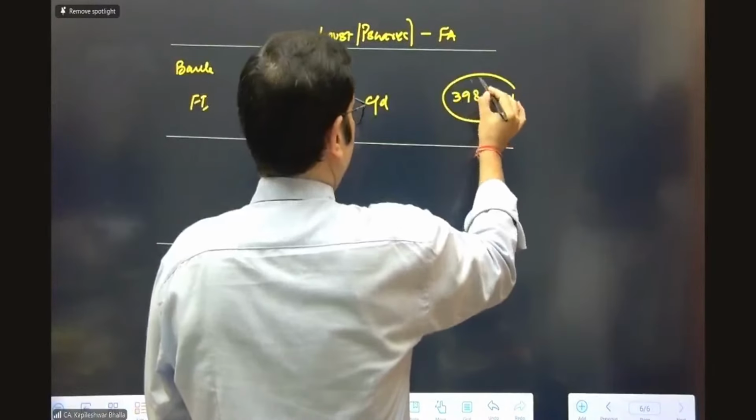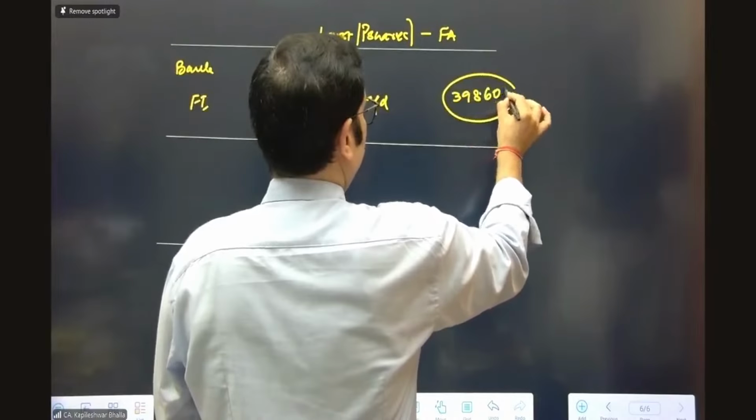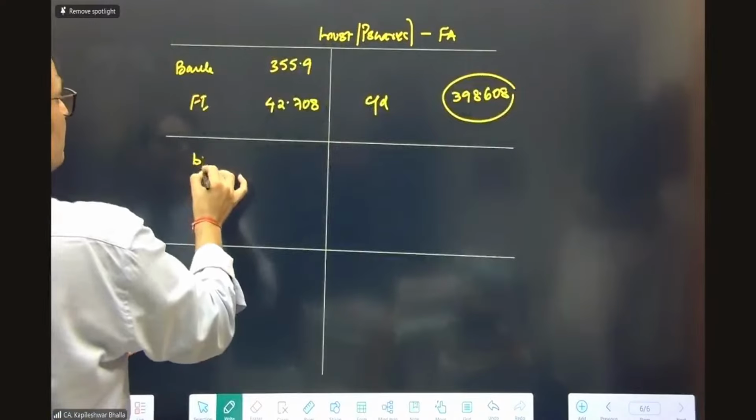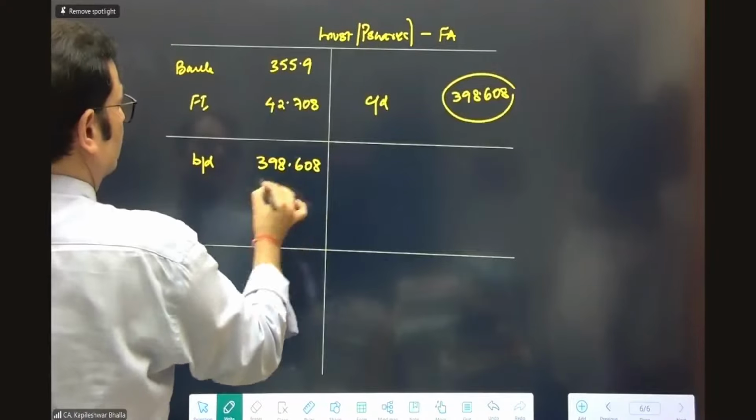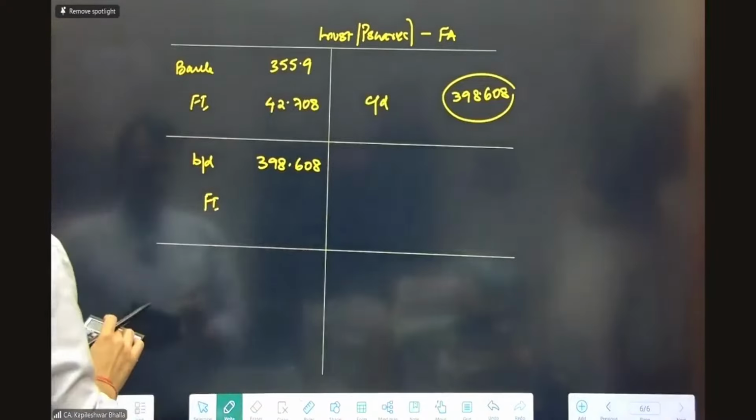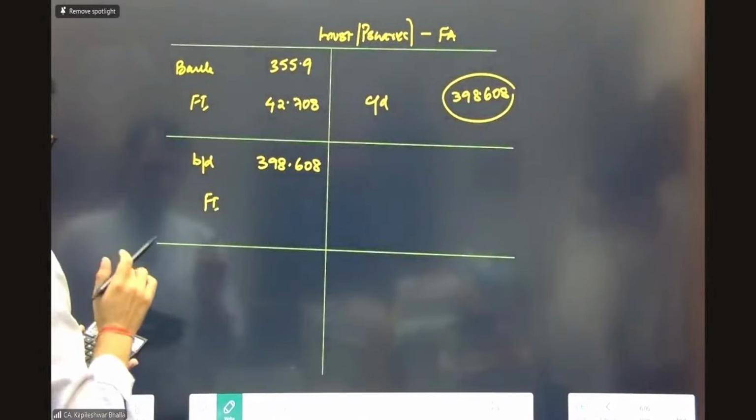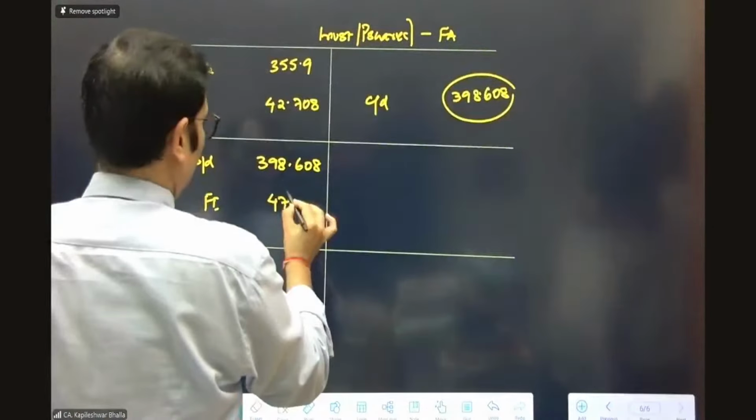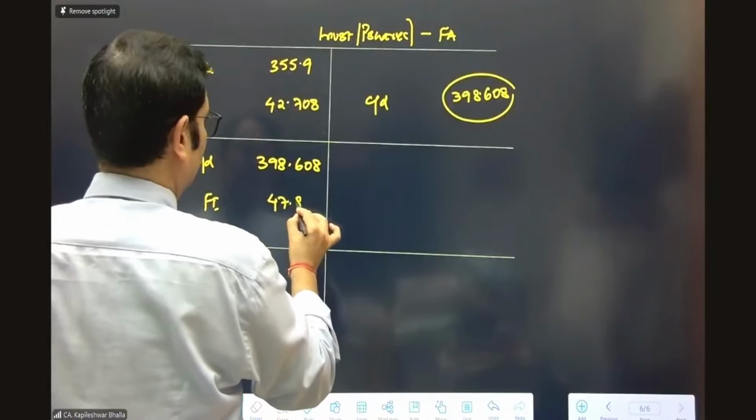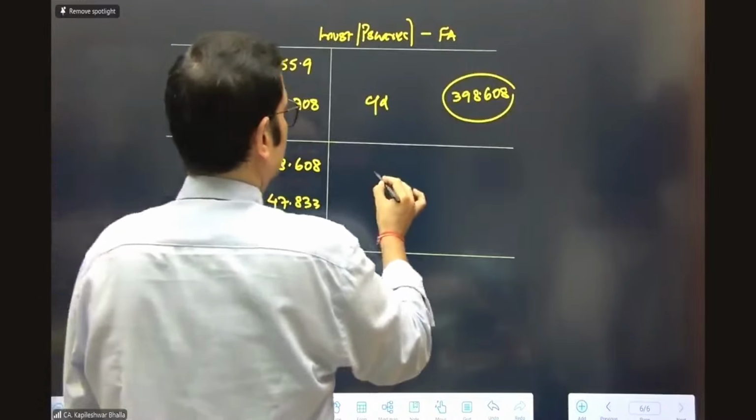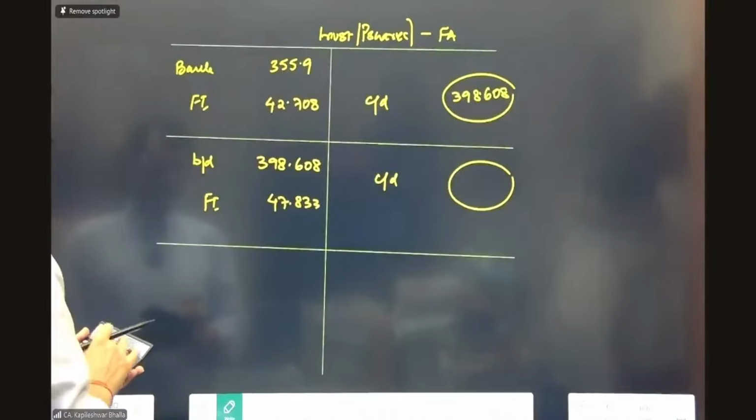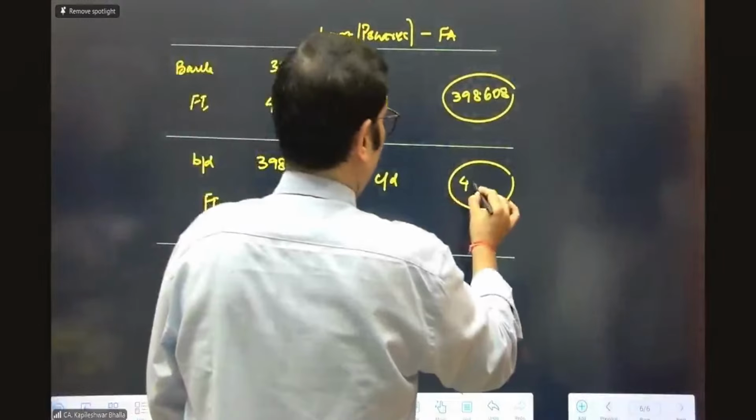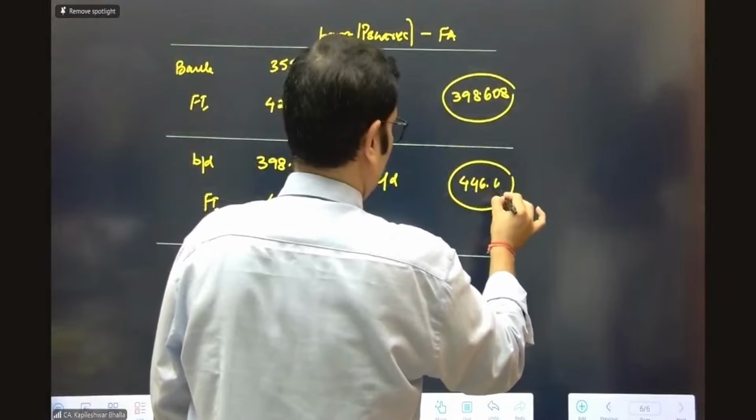That's 398.608. This becomes a balance b/d, 398.608. Then again, we take the finance income at 12%, 47.833. And this will be balance c/d again, balancing figure. That comes to 446.441.